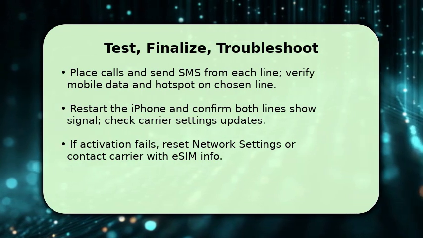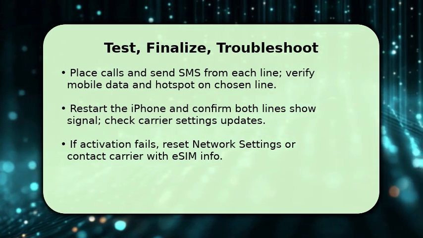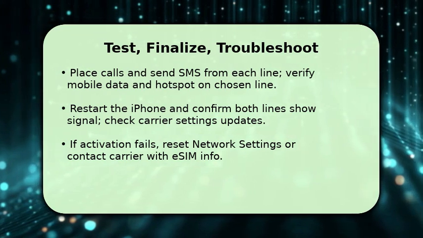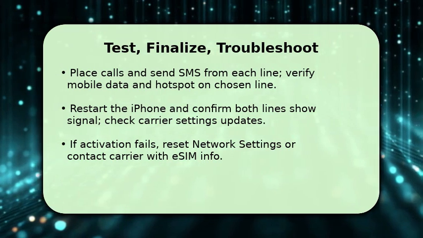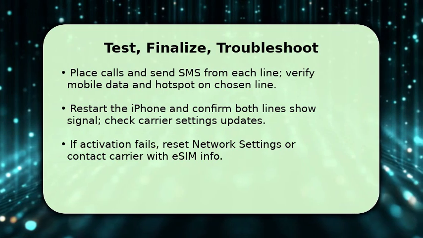If something goes wrong, activation failing or no service, reset network settings, then retry adding the eSIM. If it still fails, contact the carrier and provide the eSIM activation code or QR. That troubleshooting step fixes most activation issues quickly.